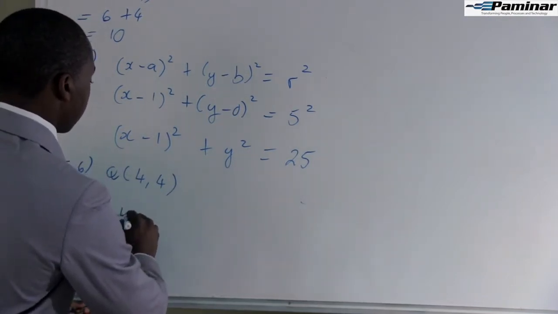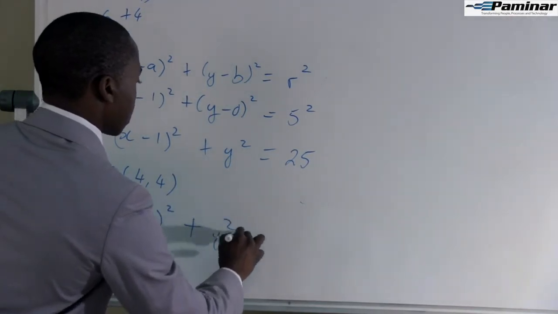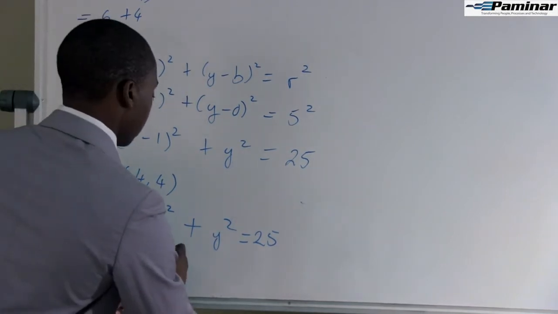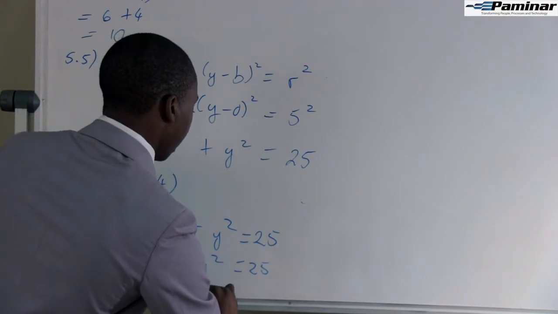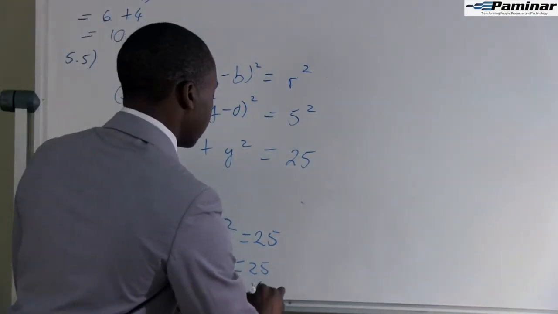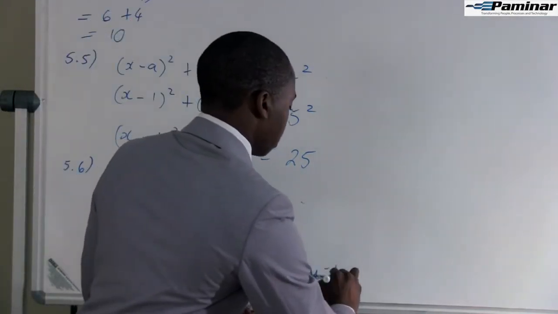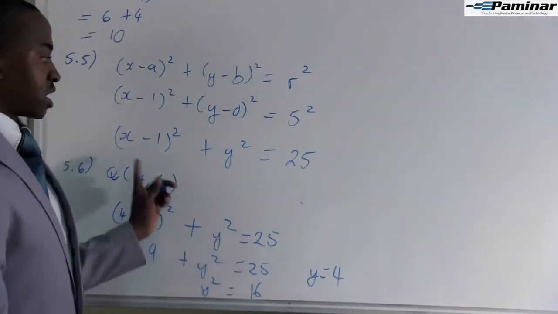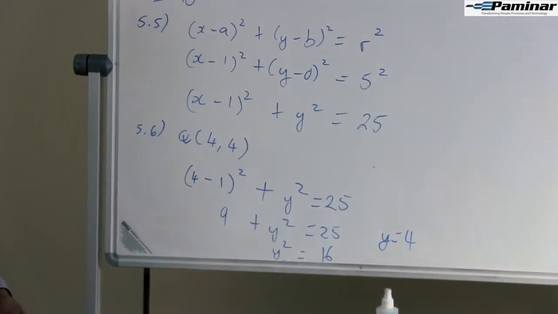So since at point Q, that coordinate is (4, 4), let us substitute x into the equation of the circle. That will become (4 minus 1) whole squared plus y squared is equal to 25. 4 minus 1 is 3, 3 squared is 9, plus y squared is equal to 25. Then we'll have y squared is equal to 25 minus 9, which is 16. Therefore, the square root of 16 is 4. Therefore, this concludes that the point Q actually does lie on the circle. Okay, so that will be your question 5.6.